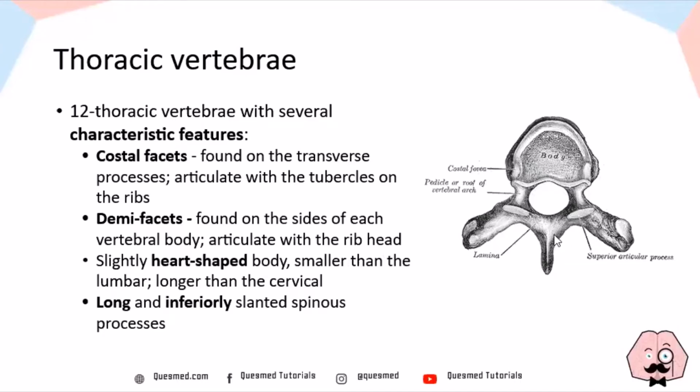They're smaller than lumbar vertebral bodies. Lumbar vertebral bodies are the biggest in the spine, and they're longer than the cervical vertebral bodies. And then their spinous processes are long, and they tend to slant inferiorly compared to, for example, lumbar vertebral bodies, whose spinous processes tend to be a little bit more horizontal.